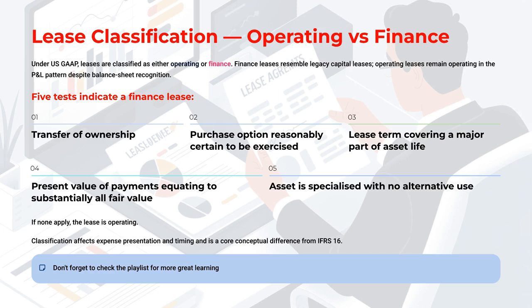5 tests indicate a finance lease: transfer of ownership, purchase option reasonably certain to be exercised, lease term covering a major part of asset life, present value of payments equating to substantially all fair value. Asset is specialized with no alternative use. If none apply, the lease is operating. Classification affects expense presentation and timing, and is a core conceptual difference from IFRS 16.